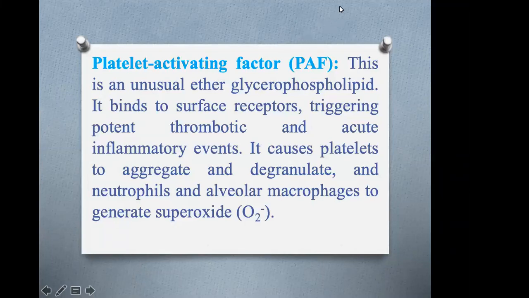Now, if I ask what are different phospholipids, can you name them please? Just name. So much complex. What are different phospholipids?